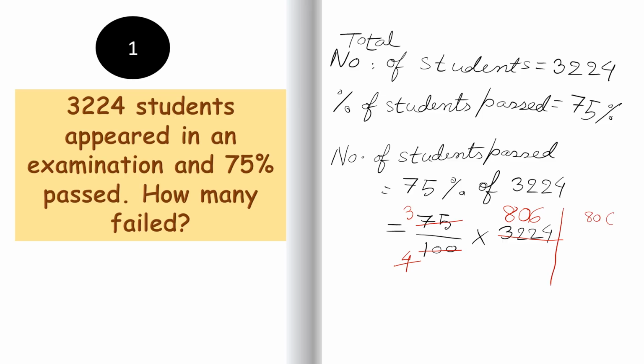So if you multiply 806 with 3, what will be your answer? 3 times 6 is 18. We have 1 in hand. 3 times 0 is 0 plus 1, 1. 3 times 8 is 24. So our answer is 2418. What is this? This is the number of students passed. But in your question, you have to tell me how many students failed, not how many students passed. So let's go to the next page.